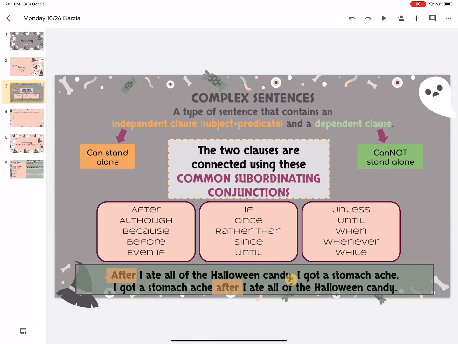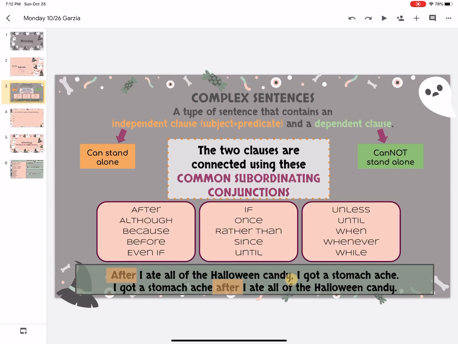Complex sentences. We have looked at simple sentences and compound sentences. Now it's time to look at complex. A complex sentence is made up of an independent clause, which is a subject and predicate, a simple sentence, and a dependent clause. That means it cannot stand alone. An independent clause can stand by itself, like an independent adult. A dependent clause cannot take care of itself, kind of like a young child, right? It has to have the adult to help it. So for a dependent clause to be in a sentence, it has to be connected to an independent clause.